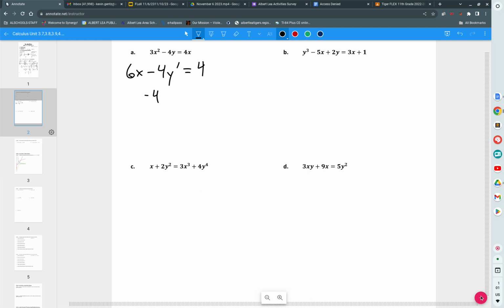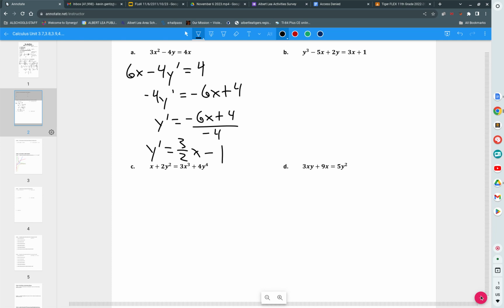So negative 4y prime is equal to negative 6x plus 4. We divide by negative 4. And notice how you can reduce that. Y prime is equal to 6 over 4 reduces to 3 halves. And then 4 over negative 4 reduces to negative 1. So that's your derivative. Easy? Okay, I'll let you write the second one down.